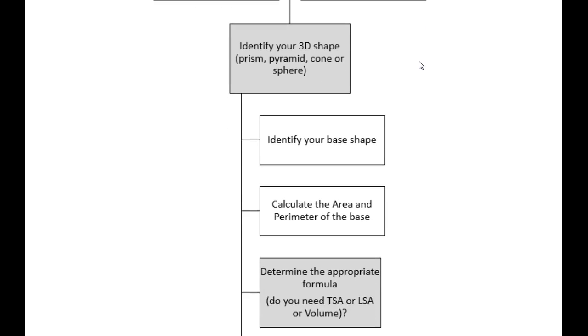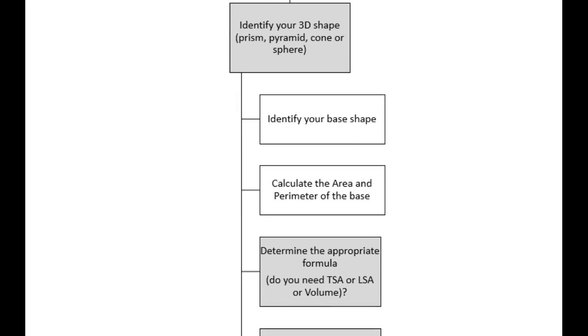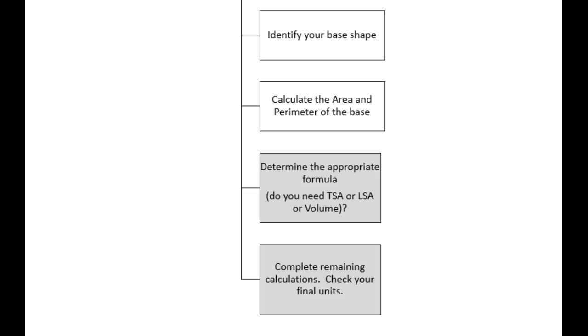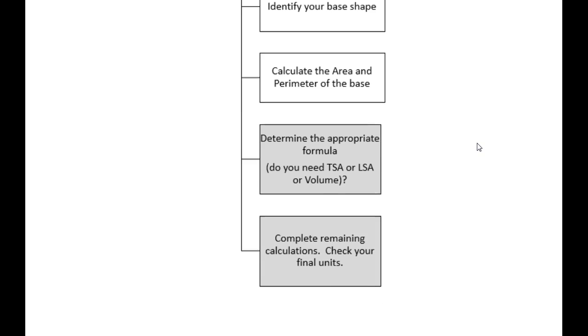The next step is to really know what your shape actually looks like. So are you dealing in the prism realm? Are you dealing with a pyramid, cone, sphere, etc.? Because once you identify what that is, then it will help you sort of discover or decide what your formulas are going to be. It's important to identify your base shape. So obviously if you're dealing with a prism, a cone, or a pyramid, you're going to have a base shape, and that's what you're going to find your area and your perimeter on. If it's a sphere, obviously you don't need to use those because you don't have a base.